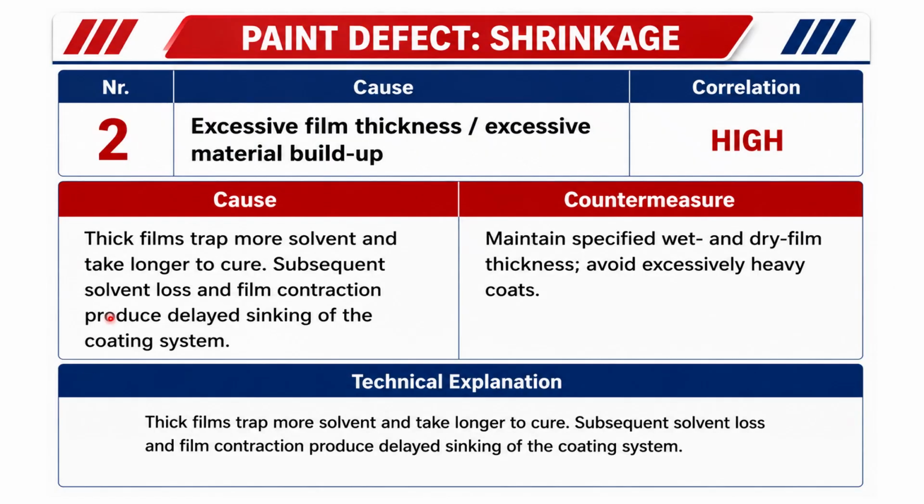The number two probable cause is excessive film thickness, or we can say excessive material buildup. Thick films trap more solvent and take longer to cure. Subsequent solvent loss and film contraction produce delayed sinking of the coating system. An effective countermeasure is to maintain specified wet and dry film thickness and avoid excessively heavy coats.